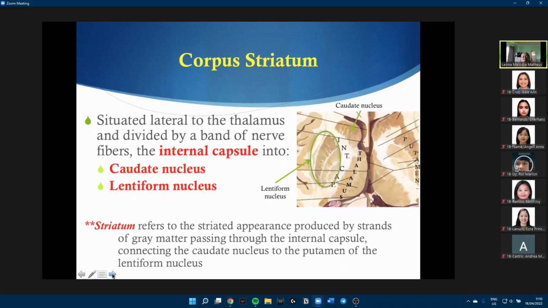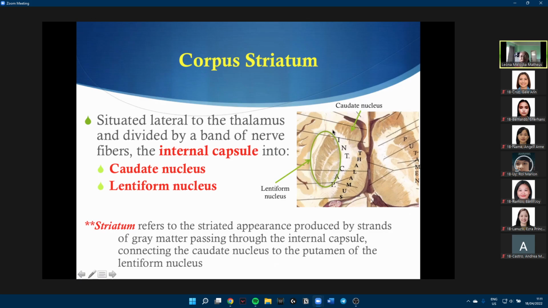When you say corpus striatum, these are structures located lateral to the thalamus. So here in the picture, you can see the thalamus, and the structures located lateral to it include both the caudate nucleus and the more lateral, of course, is your lentiform nucleus. So these two structures make up what we call your corpus striatum. And as you can see, they are divided from the thalamus by this V-shaped white matter, what we call your internal capsule.